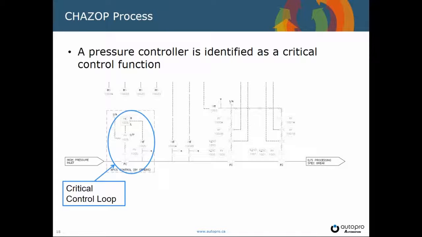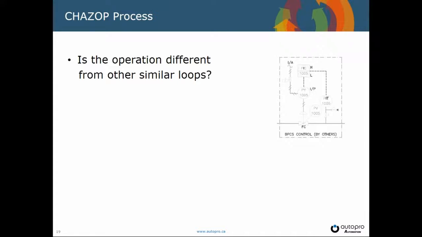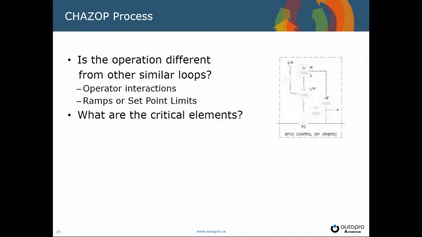So again, when we identify our critical control loop, from our example as a pressure controller, we're asking questions about how is this loop operated? How is it different, or is it from similar loops? From the outset, it looks like it's just a simple pressure controller, but is it different? Are there any special considerations like ramp rates or set point limiting or tracking or anything, any other interactions with other systems? What are the critical elements? And what if they fail?